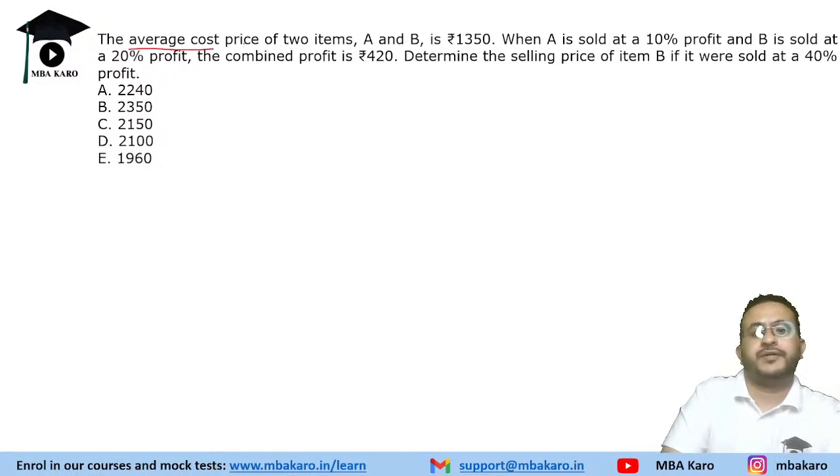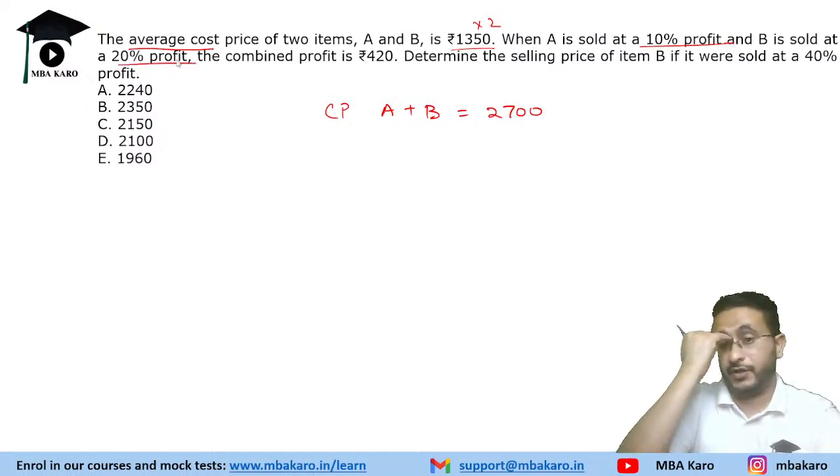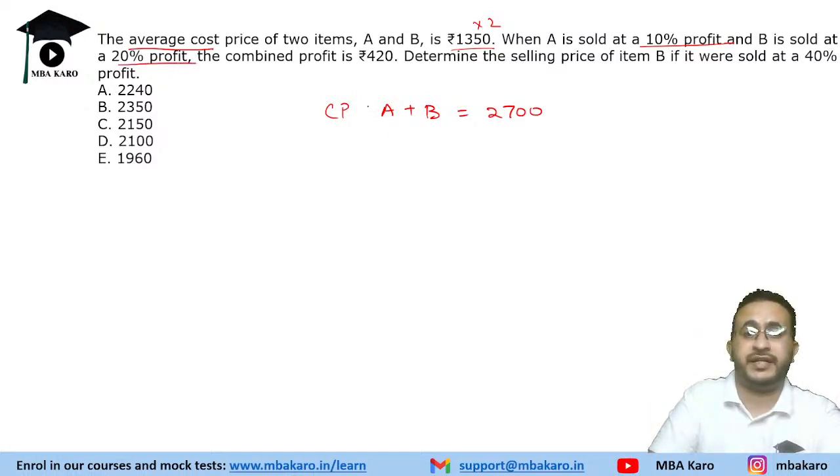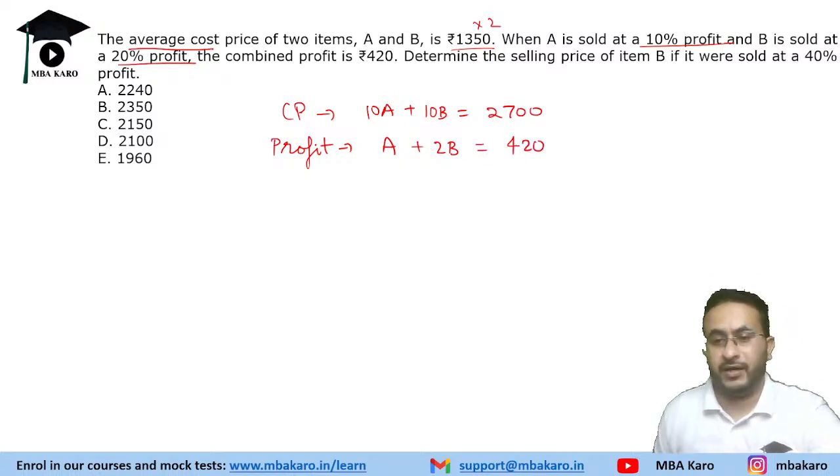So the average cost is given, so the total cost will be double of it. CP of A plus B is 2700. Okay. Now A is sold at 10% profit and B at 20% profit. Right. So let us say instead of taking their cost price as A and B, let us take 10A and 10B. 10A plus 10B is 2700. A is sold at 10% profit and B is sold at 20% profit. So the profit in this is A and 2B, that is 20%, right? The profit is 420.